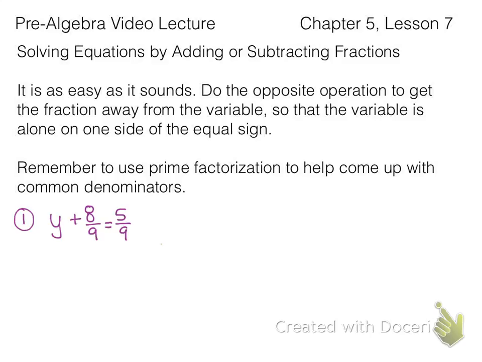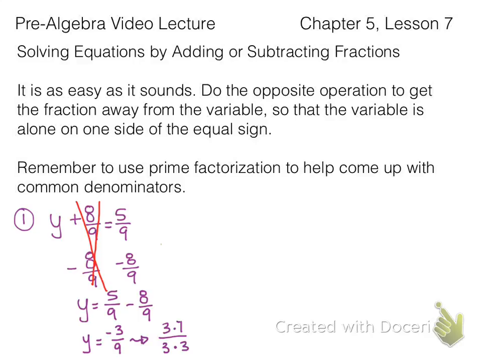Alright, so y plus 8 ninths equals 5 ninths. So we're going to subtract 8 ninths on both sides to get the variable by itself. Y equals 5 ninths minus 8 ninths. Since the denominators are the same, we're going to get y equals negative 3 ninths because 5 minus 8 is negative 3. And then we need to simplify this because we always need to simplify fractions.